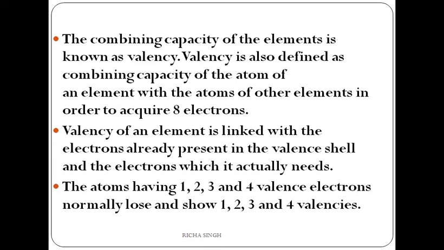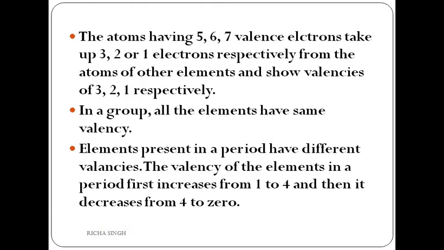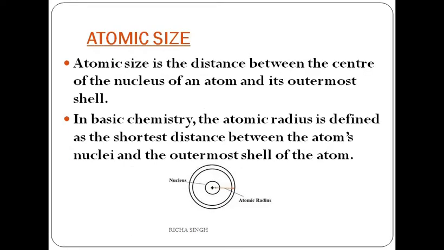Okay, this was there. And you know atoms having 1, 2, 3, 4 valence electrons show 1, 2, 3, 4 valency, while those having 5, 6 and 7 valence electrons take up 3, 2 or 1 electrons respectively, and thus they show 3, 2 and 1 valency. In a group same valency. In a period first it is increasing and then it is decreasing. So now let's come to our next trend, that is atomic size.